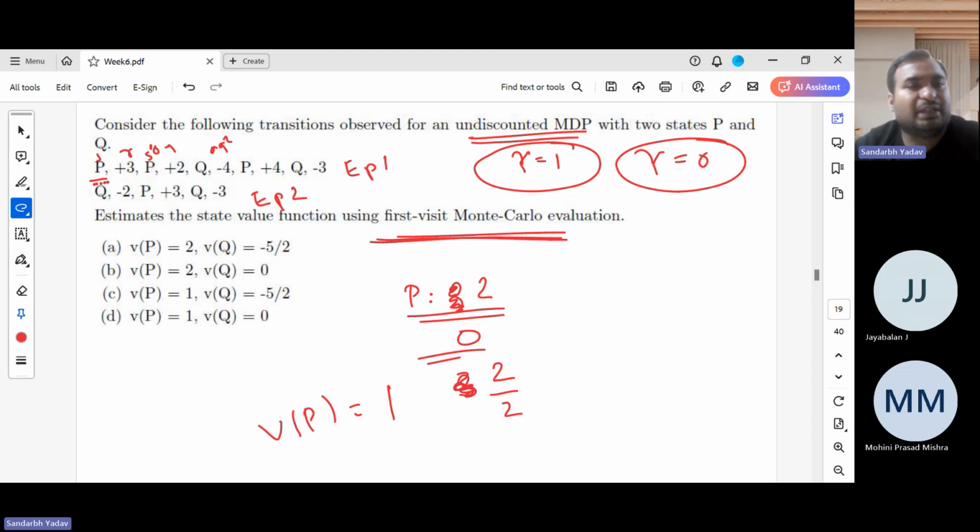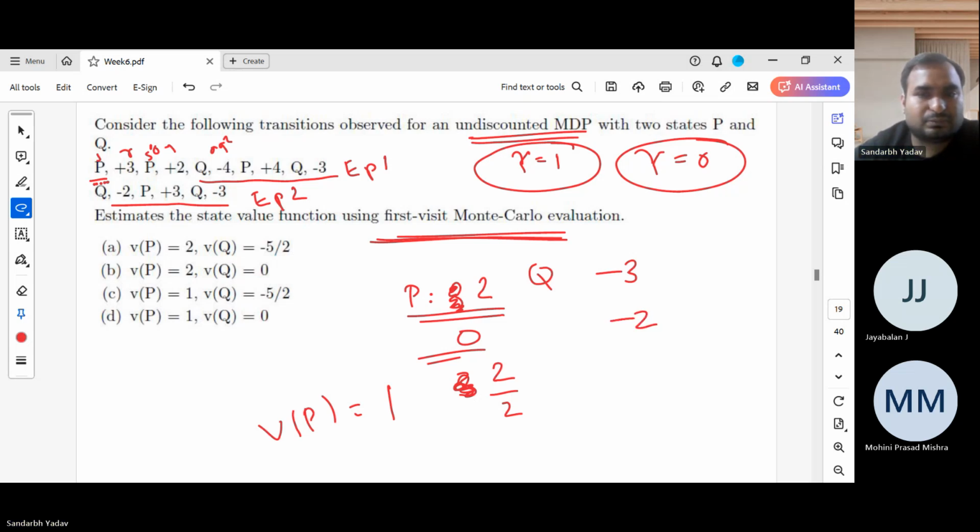Now, in a similar manner, you can calculate for Q. What is the first visit of Q? From here you can start calculating: minus 4 plus 4, 0. Basically it's minus 3 for the first episode. This is for Q. For the second episode, you start from here and calculate this. Minus 2 plus 3, these three cancel, so it's minus 2, right? Since there are two episodes, you average it, minus 5 by 2. So the value of Q is equal to minus 5 by 2. What is the option? Option C, right?